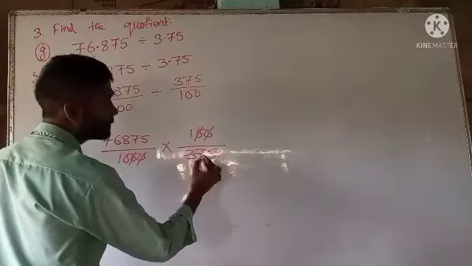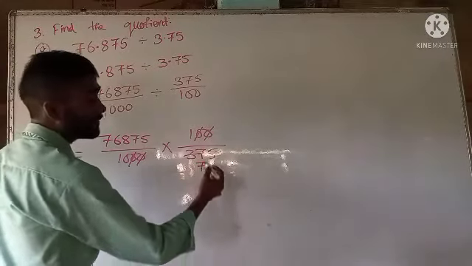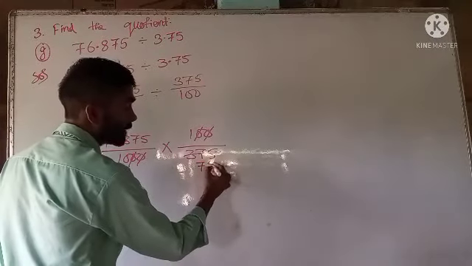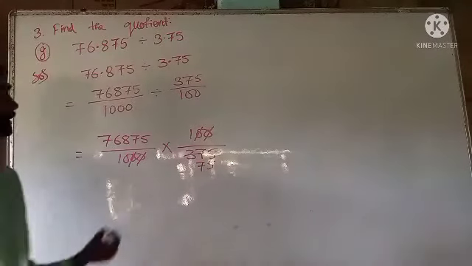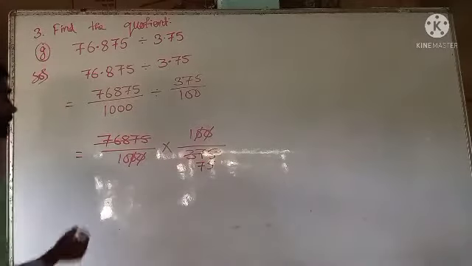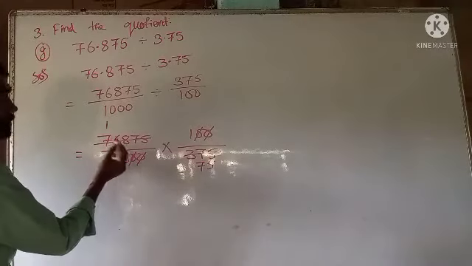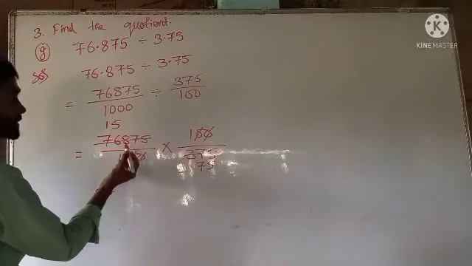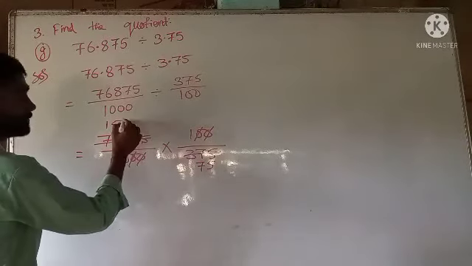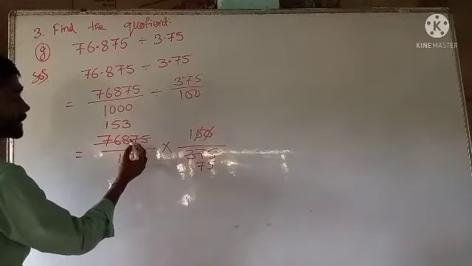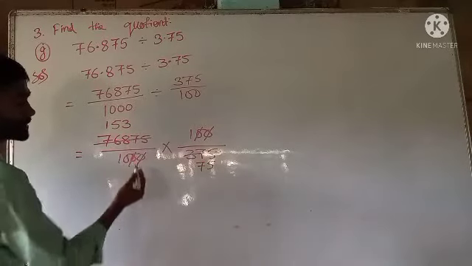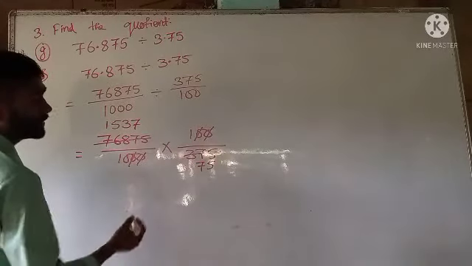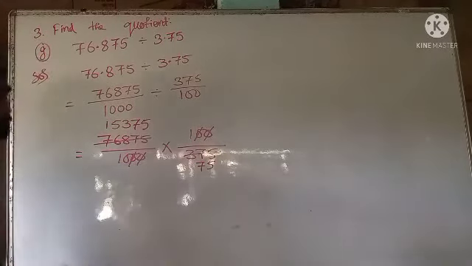5 7s are 35. 37 minus 35 is 2. That 2 is carried to the next number, it becomes 25. 5 times 5 is 25. Now in the same way we'll cancel here also. 5 1 is 5. 2 is extra, so here 26. 5 times 5 is 25. 1 is extra, so 18. 5 3s are 15. Again 3 goes to the next number, it becomes 37. 5 7s are 35. 2 is extra, that 2 is carried here. 5 5s are 25.